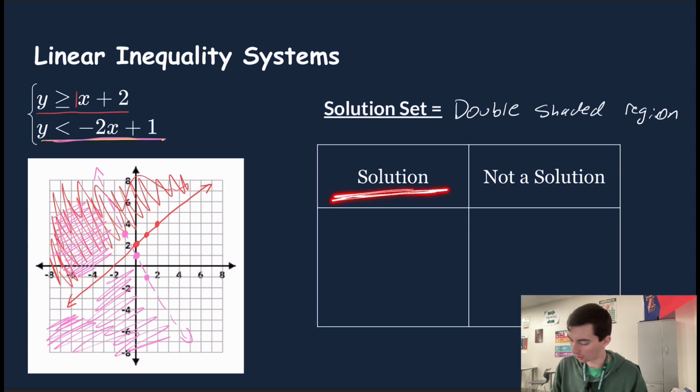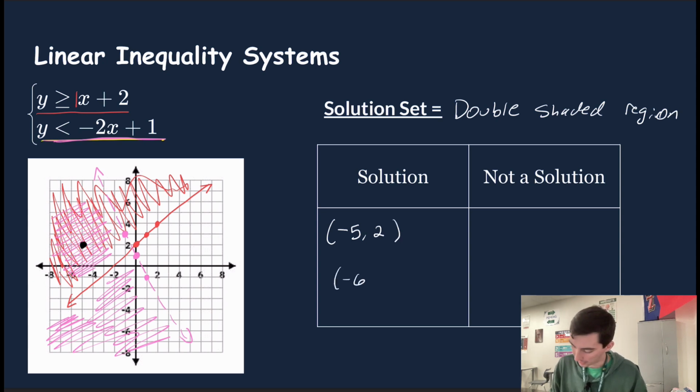So we can write all of these solution points, and we can write even a couple non-solution points. Some solutions that I see are points like negative 5, 2, right? I'll get a black color here. So negative 5, 2 would be like this, and we see that's in the double shaded area.